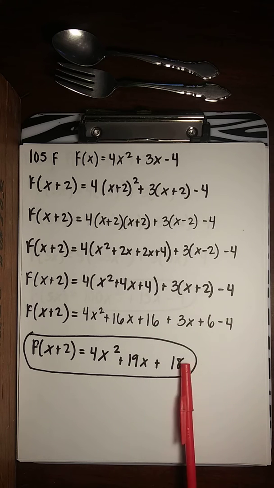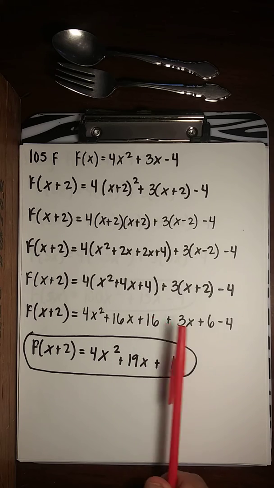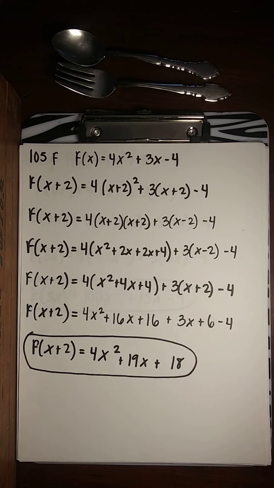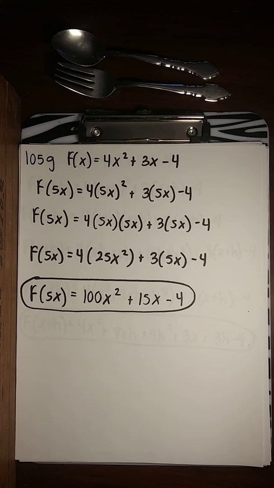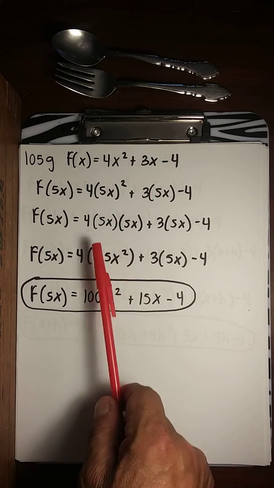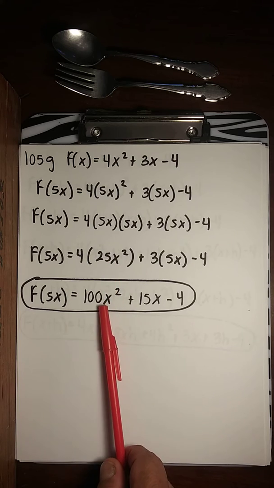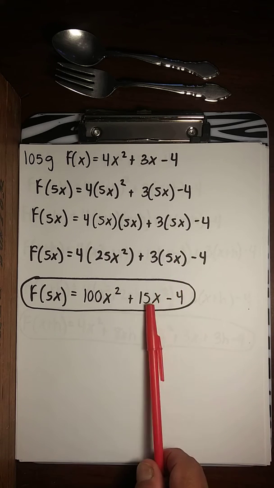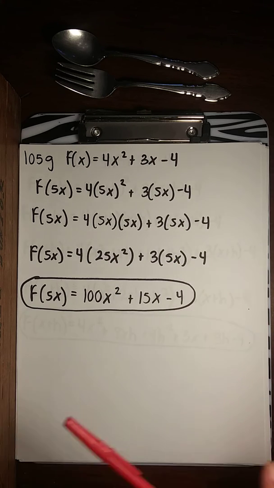And 16, and that one is, yep, 16, 22 minus 4. Yep, that's it. Got it. Next one. 5x in there. So 5x, 5x, 5x and 5x, 25x squared times 4 is 100x squared. 3 times 5x is 15x minus 4. That's it, we're done.